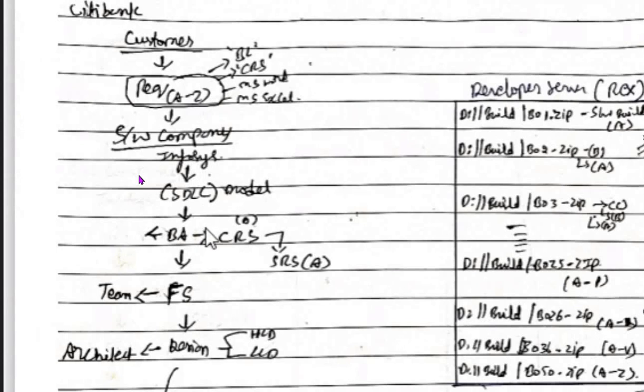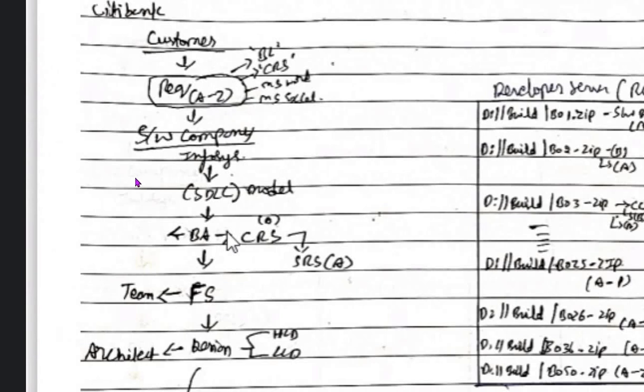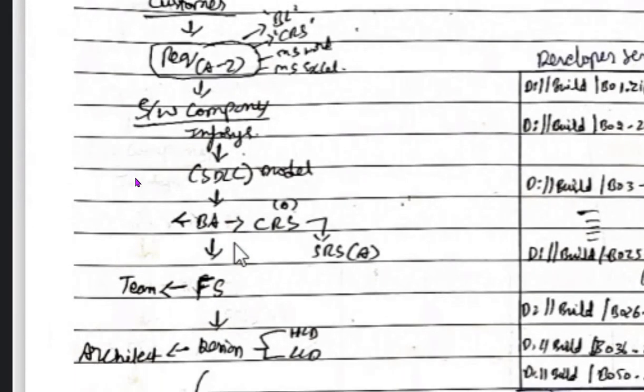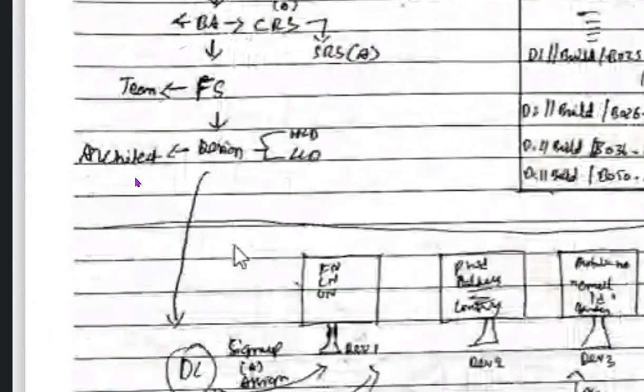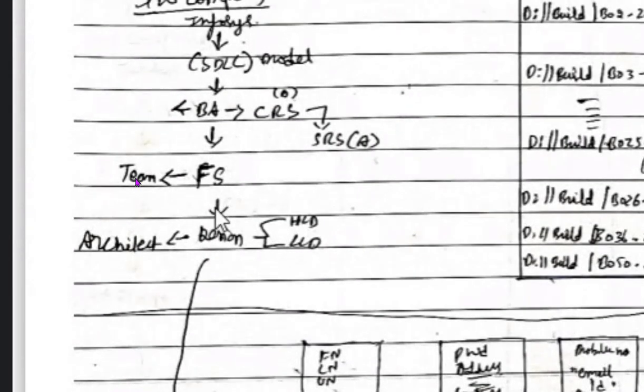After that, the BA from the company will travel to the customer place, or the customer will come to the company. The BA will convert all the requirement documents from CRS to SRS, and they will give them to the developer. Before giving them to the developer, there are a lot of steps, like the feasibility study, which will be done by the team, and after that the designing will be done by the team.